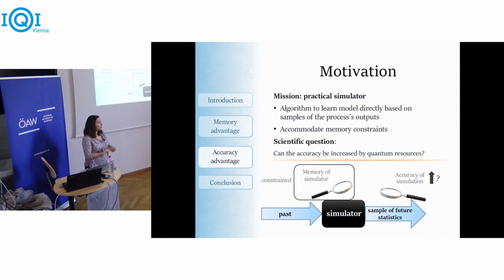So basically our motivation was to come up with an algorithm that can learn a quantum model based on just output data, like a sample of the process, and it should accommodate memory restraints. And then the scientific question that we are trying to answer is whether, in this setting, using a quantum information processor can give you an accuracy advantage.